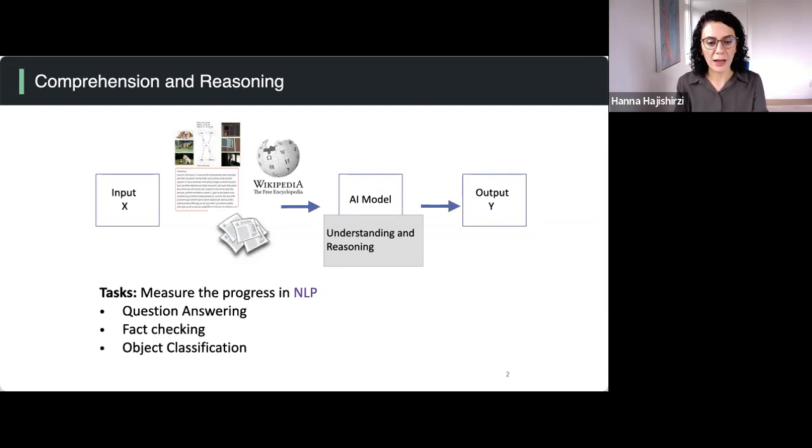Usually, the progress in understanding and reasoning, both in language and vision, is being measured with some sort of external applications, such as question answering and fact checking in NLP or object classification in computer vision. Usually, the goal in all these applications is to build an AI model that can map an input X to an output Y that is defined according to the task at hand.